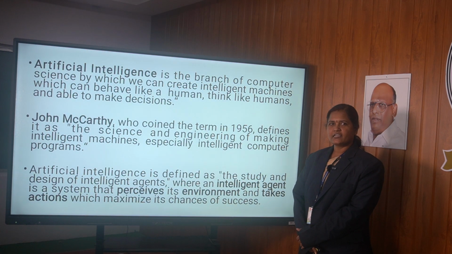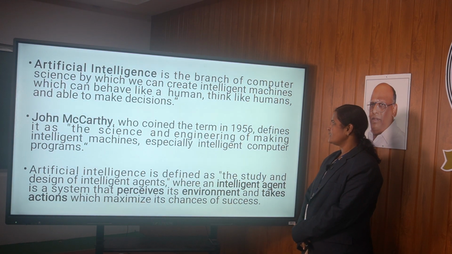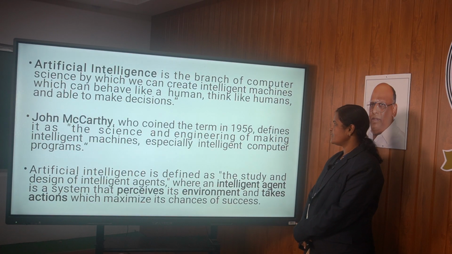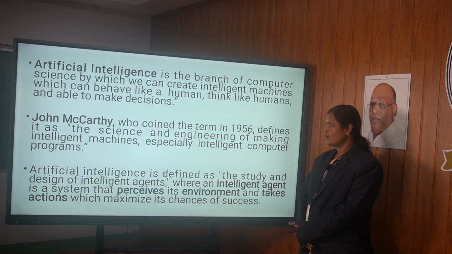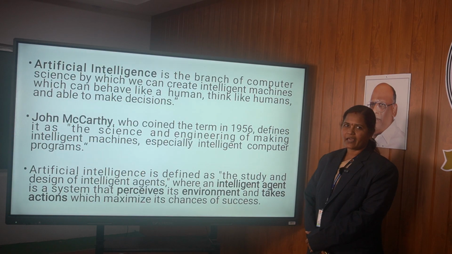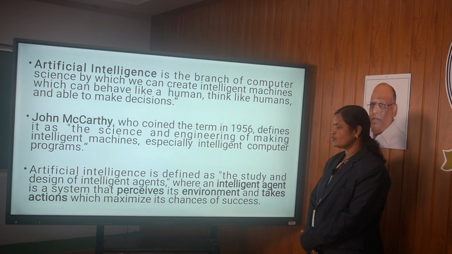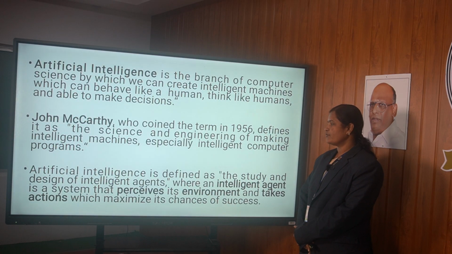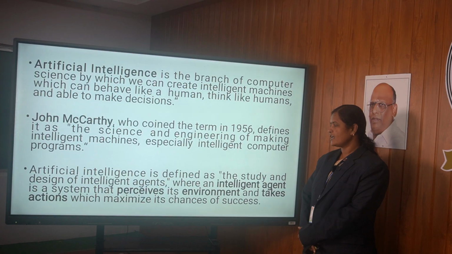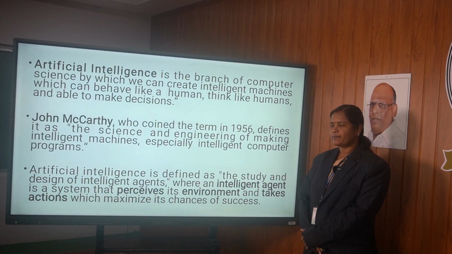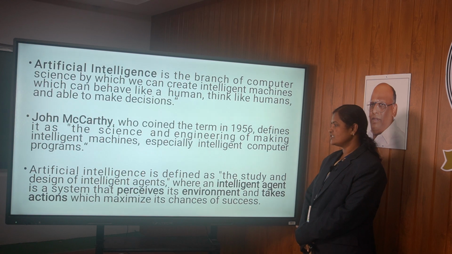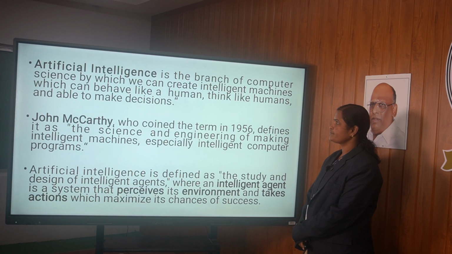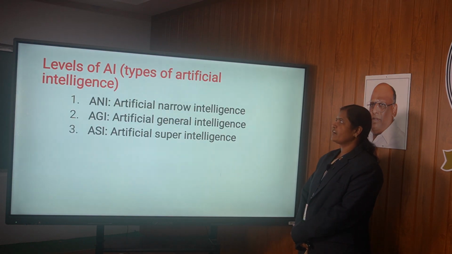The term artificial intelligence was coined by John McCarthy in the year 1956. He defined artificial intelligence as the science and engineering of making intelligent machines, especially intelligent computer programs. Artificial intelligence is also defined as the study and design of intelligent agents, which are able to perceive the environment, take decisions and make actions so that it will maximize its success.